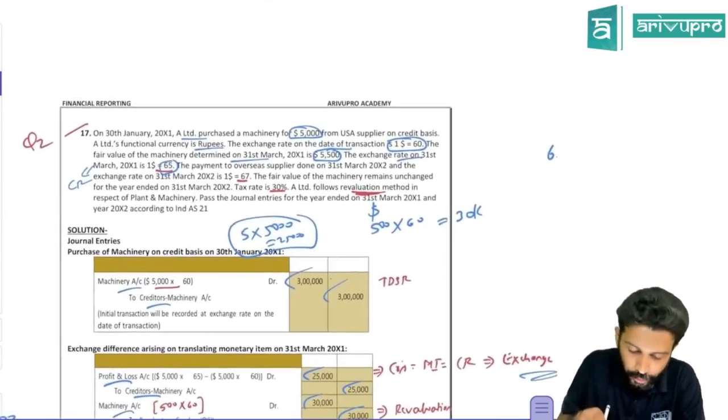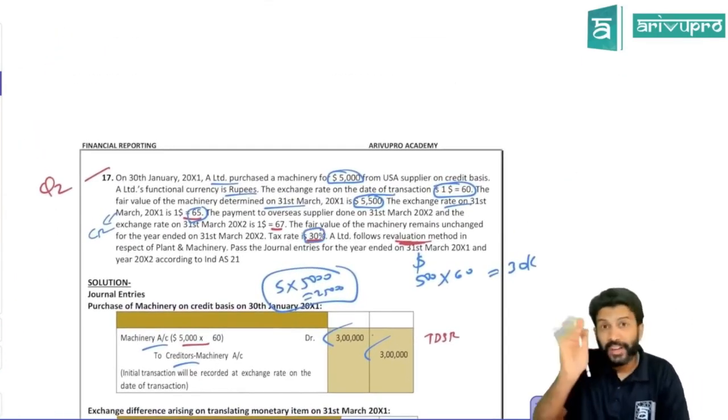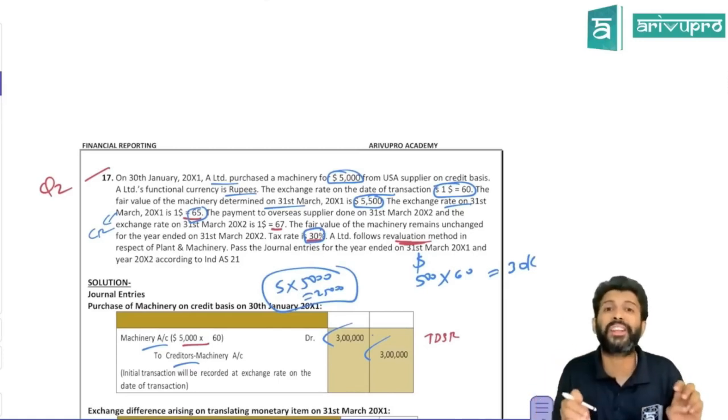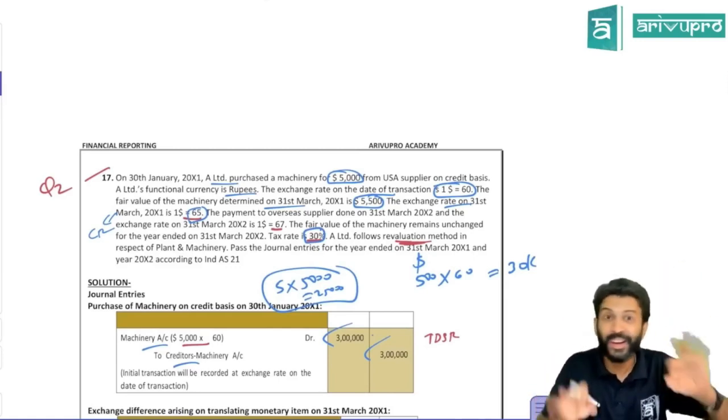Okay, sir. And if you just check, they've also given a tax rate. Whenever they've given a tax rate, even if they don't say anything, sir, there will always be a hidden adjustment of DTA, DTL. Okay, do not forget that.